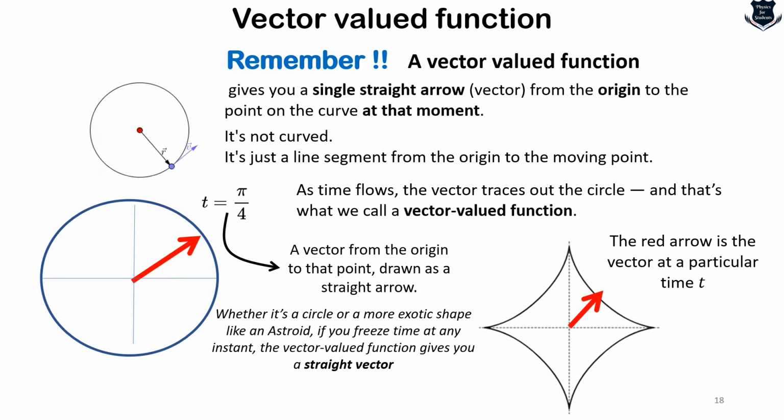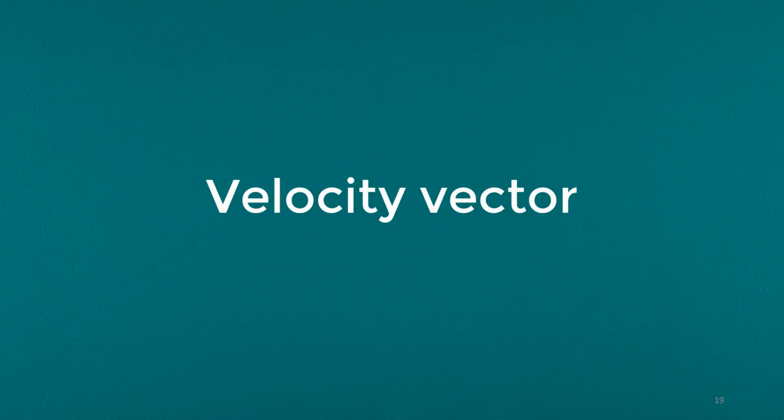Now, so far we have seen how the vector valued function tells us where the particle is at each moment. It gives us the position. But motion, as you understand, is not about position. It is about change. So the next big question is to understand how the particle is moving, and we'll look at how the position changes with time.